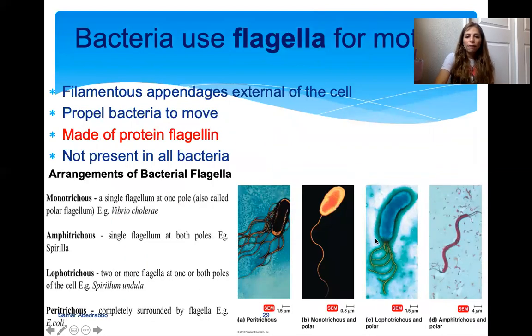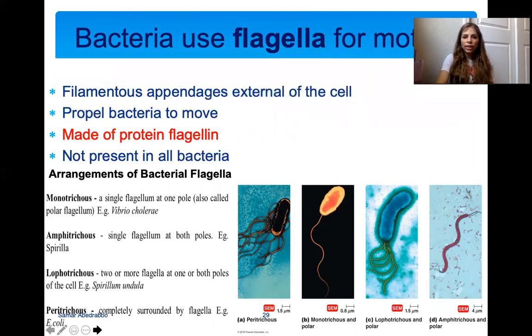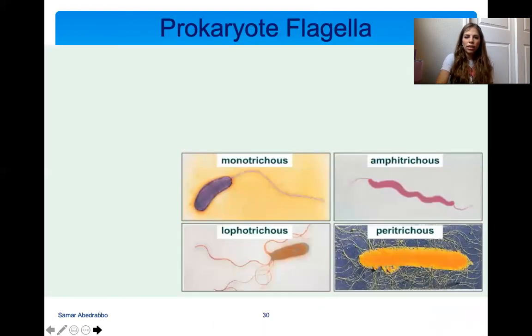So when we look at flagella, it helps bacteria move, and it's found outside the cell, so it's external to the cell membrane, and it is made up of a protein called flagellin. So in bacteria, if they do have flagella, it's made up of a protein called flagellin. And not all bacteria are motile, so not all bacteria have flagella, but if bacteria are motile, they have flagella.